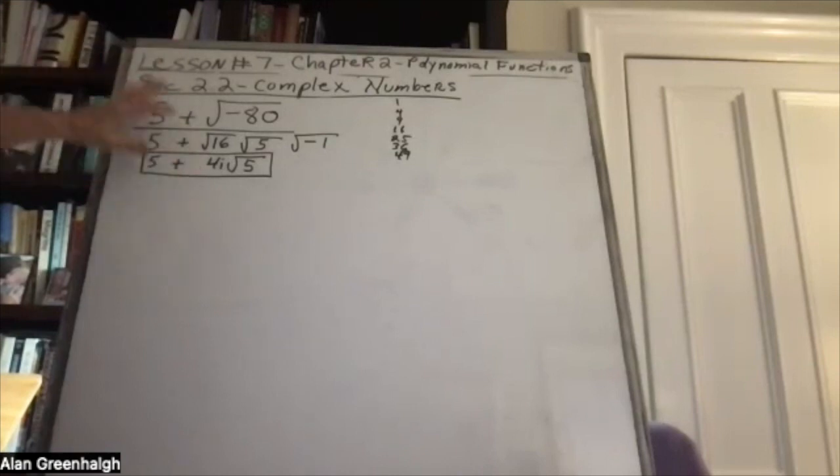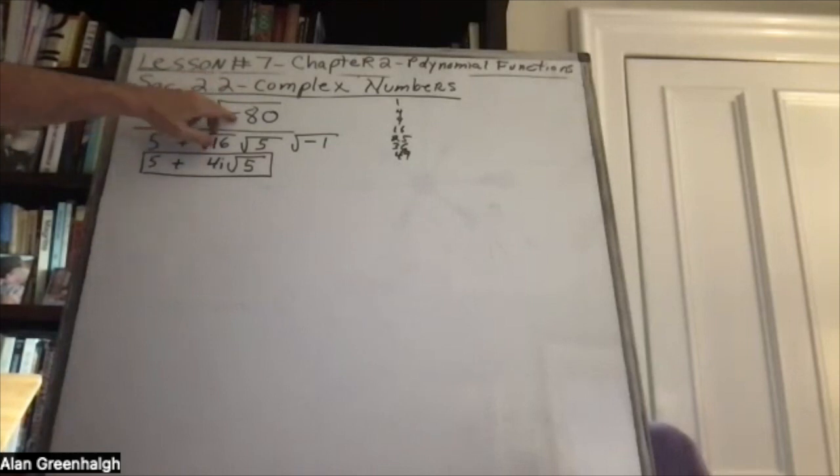Anybody not see this? I did nothing with the 5. All I did was really the same type of problem we've been doing, which is to take the square root of a negative number and separate it into a rational, an irrational, and an imaginary number.